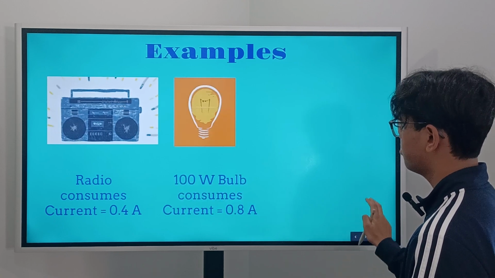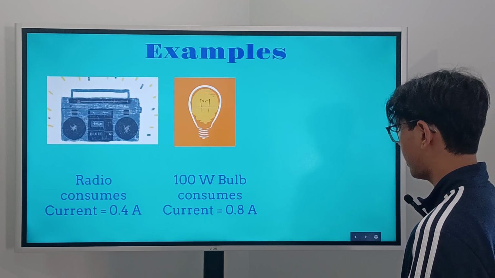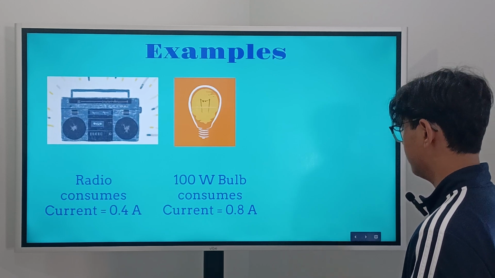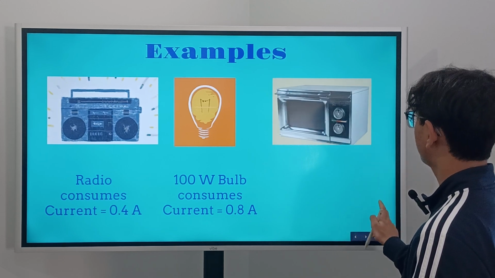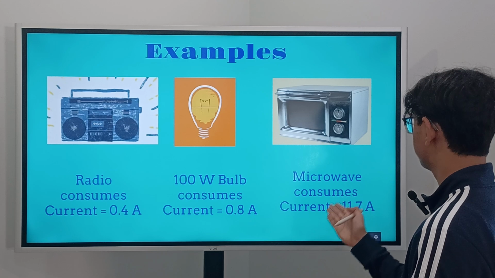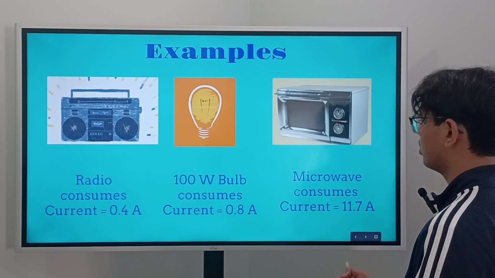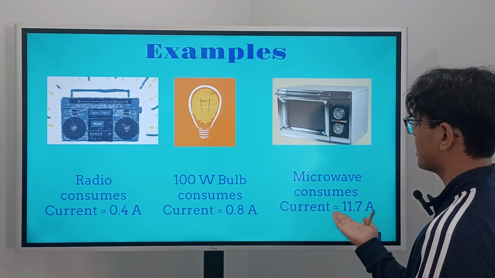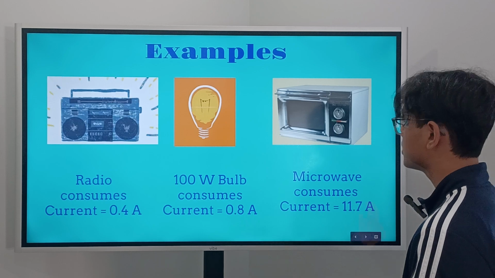And then this is a light bulb. A 100-watt light bulb consumes a current of 0.8 amps, which means it would be 0.8 coulombs per second. And finally, we have this microwave here. A microwave consumes a current of 11.7 amps, or 11.7 coulombs per second. These are just some examples to give us a better understanding of how many amps different devices use.